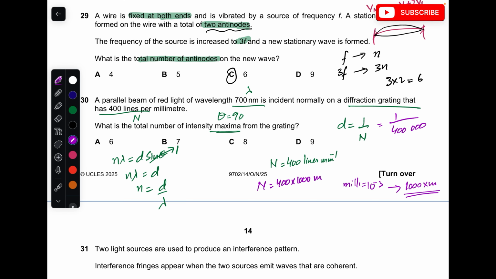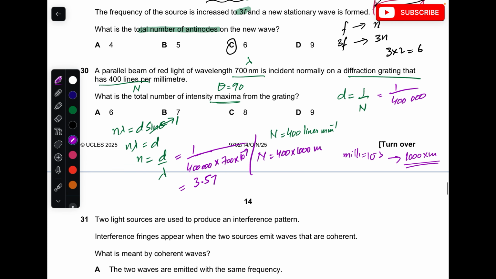So putting the value here, d is 1 over 400,000, and lambda is 700 nano, which is 10 to the power minus 9. Solving this, we will get 3.57. Now you have to round this down, because the pattern will not be in a fraction. They should be an integer number, so it will be rounded off to 3. So the order is 3.